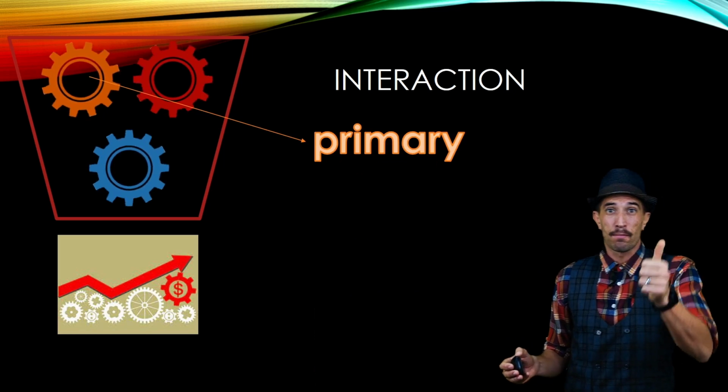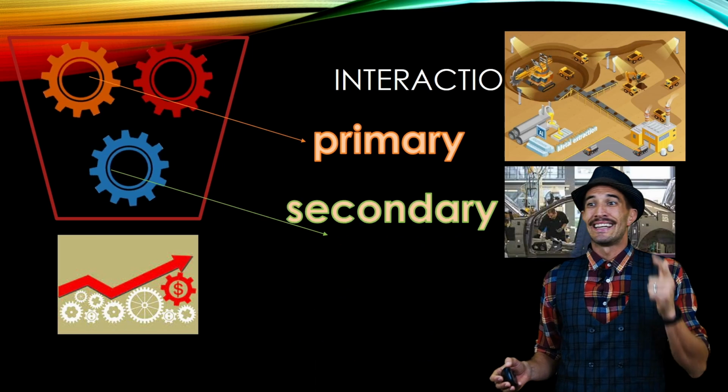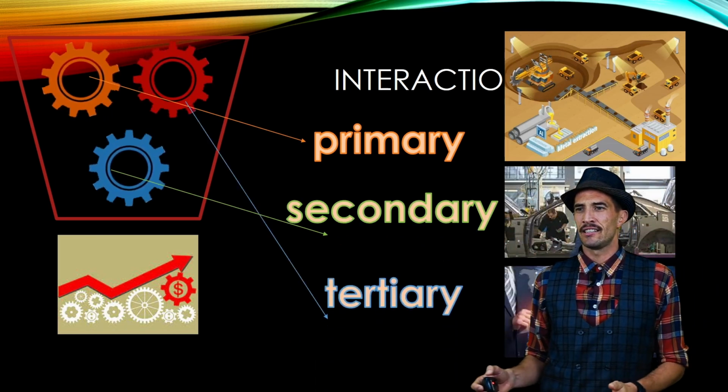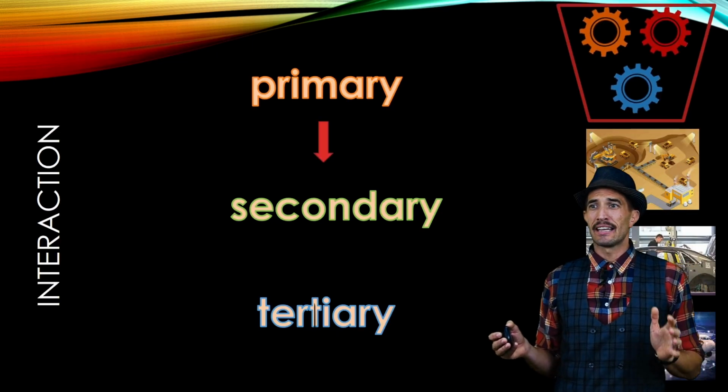So the first gear is your primary sector. This is the extraction. The second gear is your secondary sector. This is the manufacturing. And the third gear is your tertiary sector. Now we need all of them together. So let's look at how they interact.